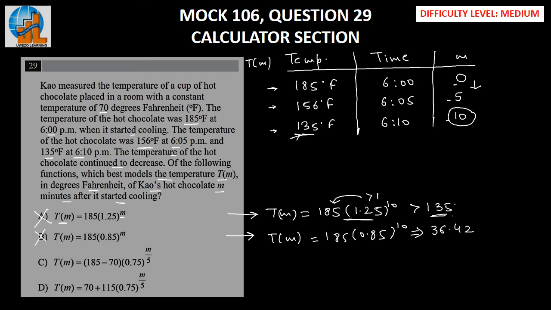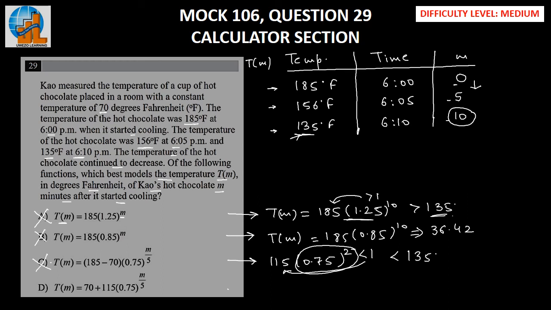Let's go to option C. So this would be 185 minus 70, so that would be equal to 115, into 0.75 squared. Now we know that this number would be less than 1, and if we multiply anything less than 1 with 115, that answer would eventually be much lesser than 135 degrees Fahrenheit. Hence we can eliminate option C as well.